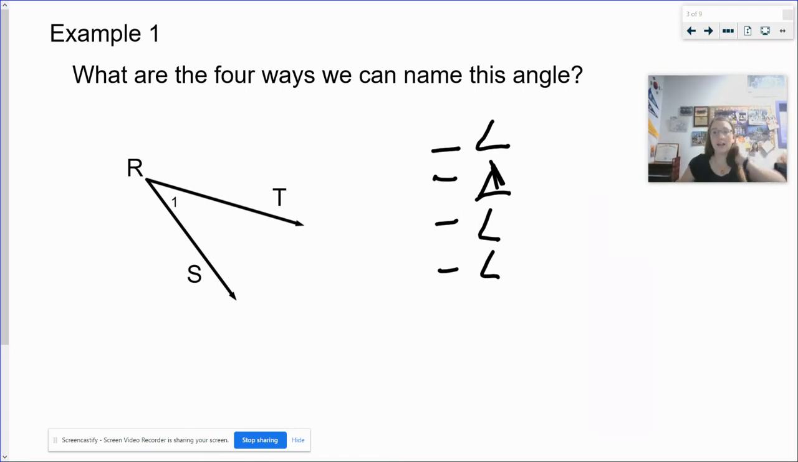So take a second, try and answer this. If you're not sure of all 4, give me at least 1 or 2 ways. There's 4 different ways I can name this angle. Go ahead and give it a shot, separate them by commas.